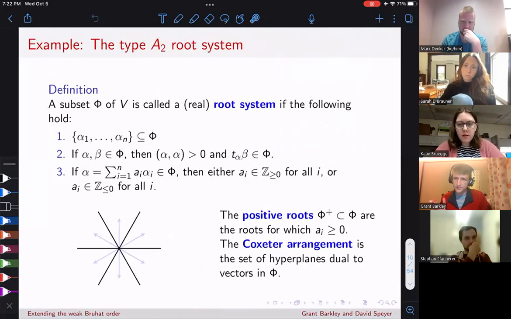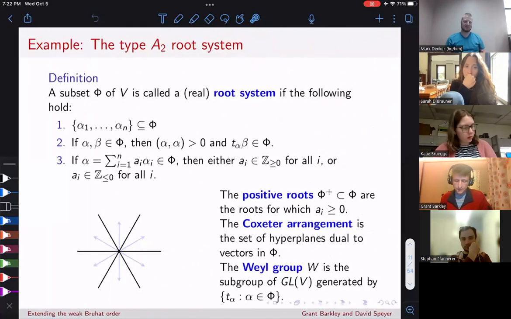Okay, and then for any root system, we can define a Coxeter arrangement. So this is just the set of all hyperplanes that are dual to the vectors. So just kind of going in reverse from what we were talking about before. And we can also define a group associated to any root system.